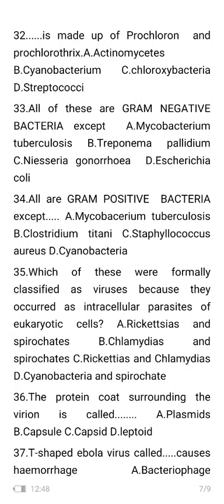Number 35 says, which of these were formerly classified as viruses because they could occur as intracellular parasites of eukaryotic cells? A. Rickettsias and Spirochaetes. B. Chlamydias and Spirochaetes. C. Rickettsias and Chlamydias. D. Cyanobacteria and Spirochaetes. So the answer is Rickettsias and Chlamydias. The answer is C. They were formerly called viruses. Please, now these organisms have peculiar characteristics that distinguish them from every other monerans.